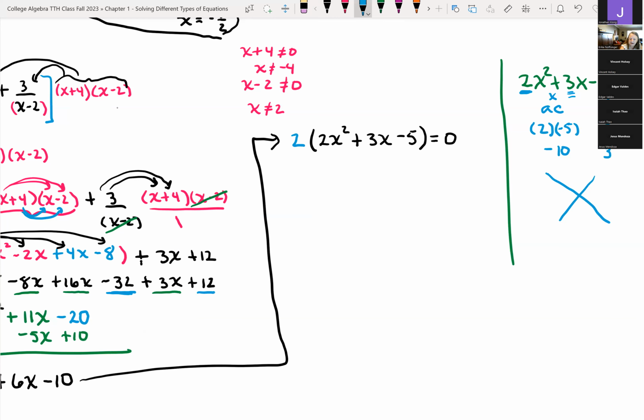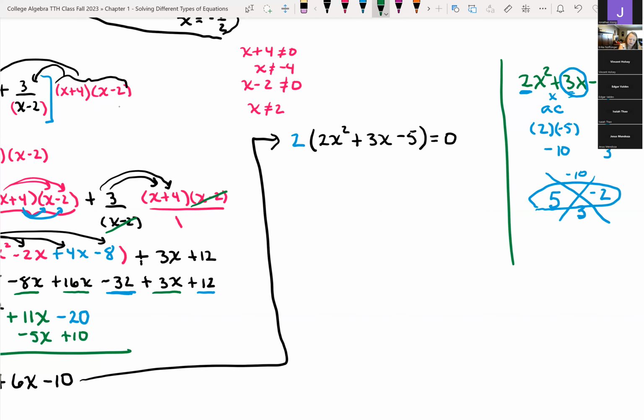So multiply to negative 10, add to 3. So 5 and 2 multiply to 10. One has to be positive, one has to be negative. So it's going to be positive 5, because when we sum the two numbers it's positive, and a negative 2. So I want to rewrite this middle term 3x using 5 and negative 2.